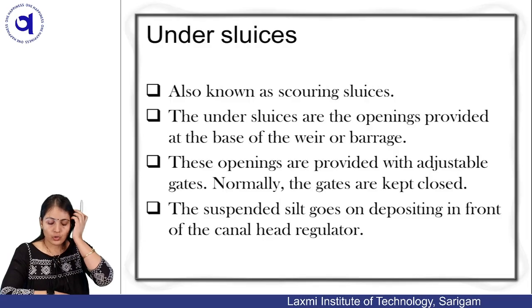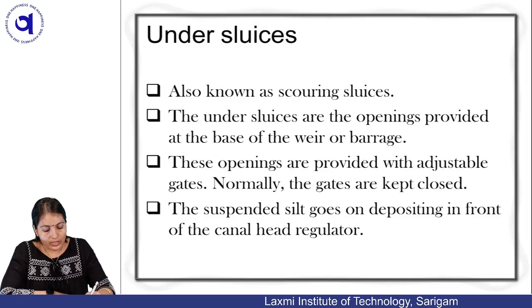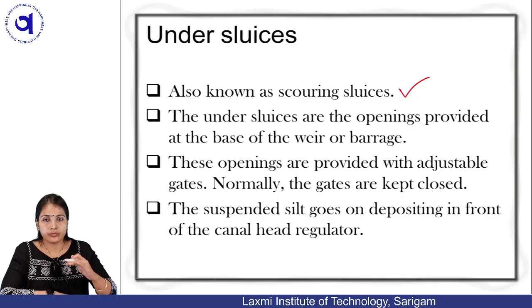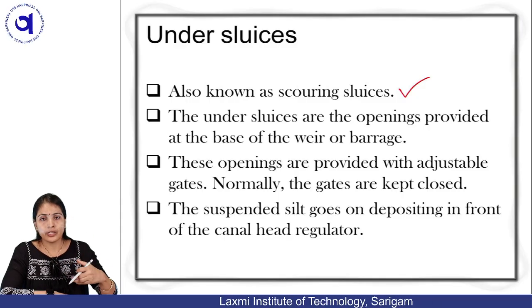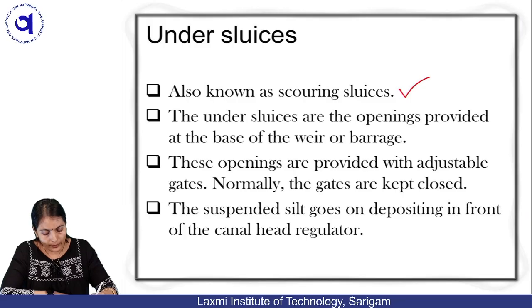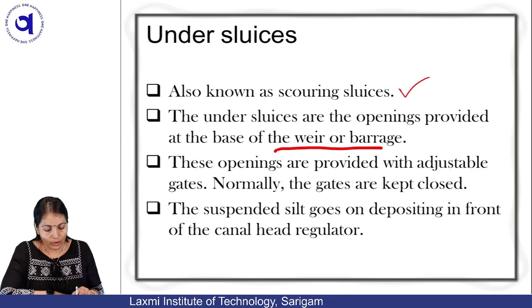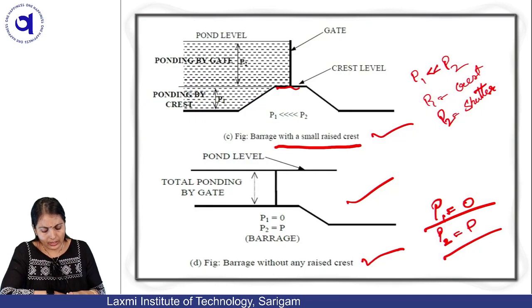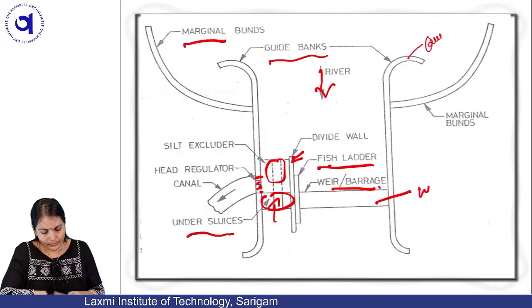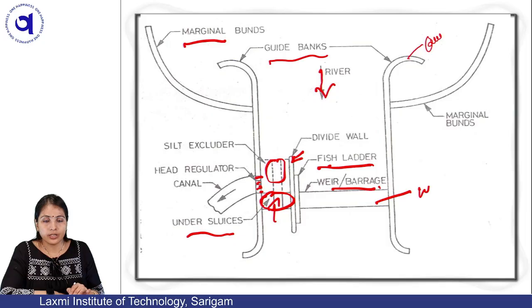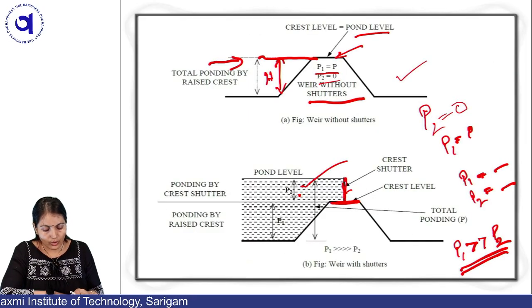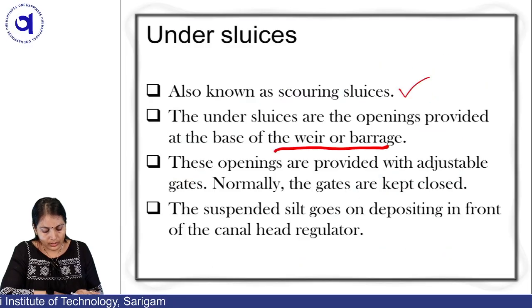Now the third component is the under sluices portion. It is also known as scouring sluice. What is scouring? If some deposition has occurred, we erode that deposition, and that is termed scouring. The under sluice is also called scouring sluice. These are the openings provided at the base of the weir or barrage. Here you can see clearly this is the under sluice portion, where the silt deposition is done. So scouring we do through these under sluices.